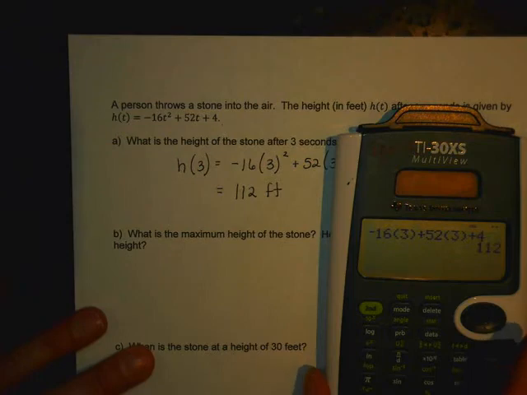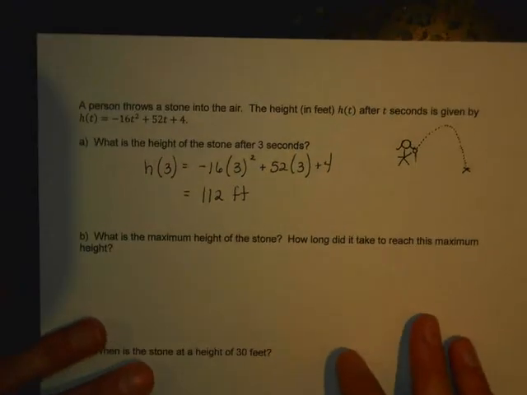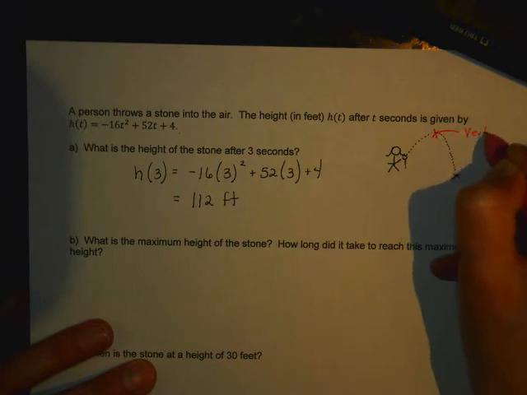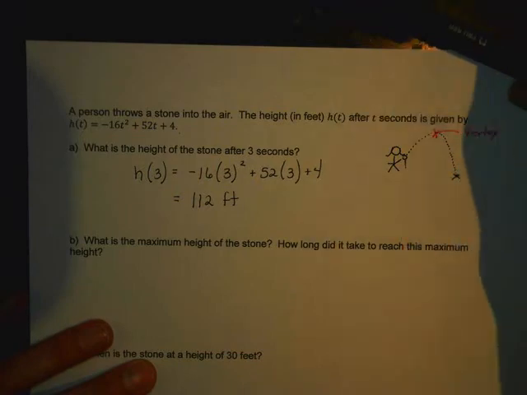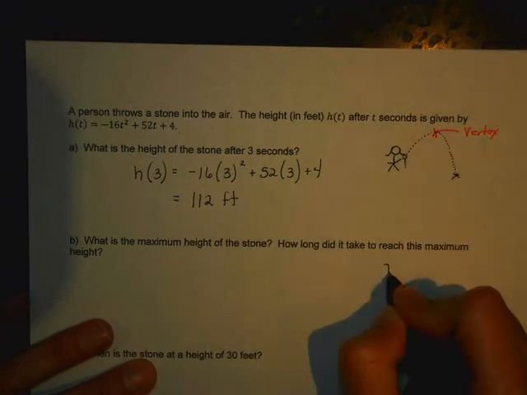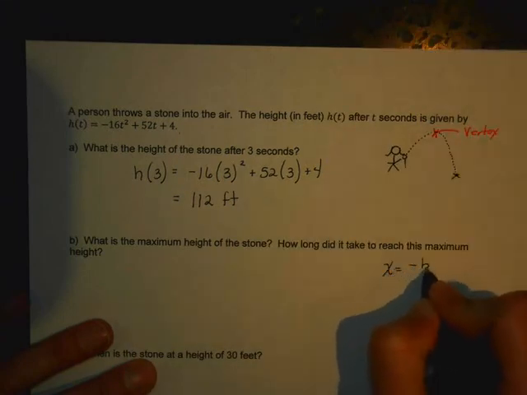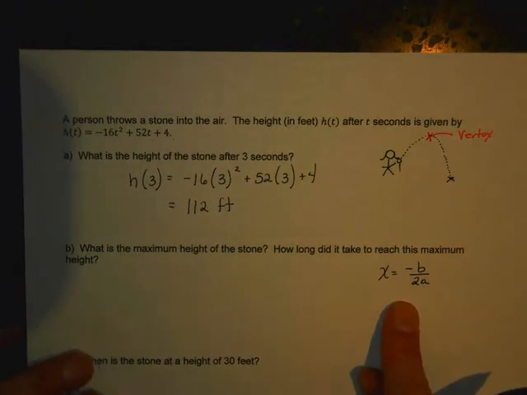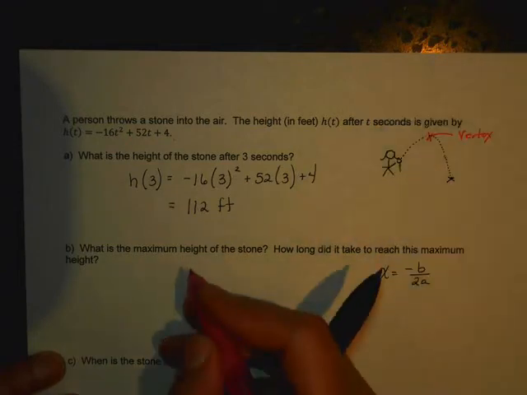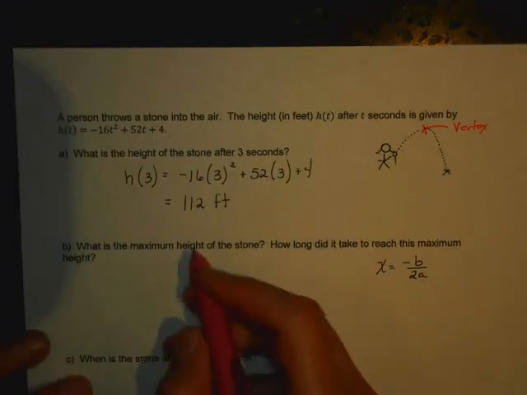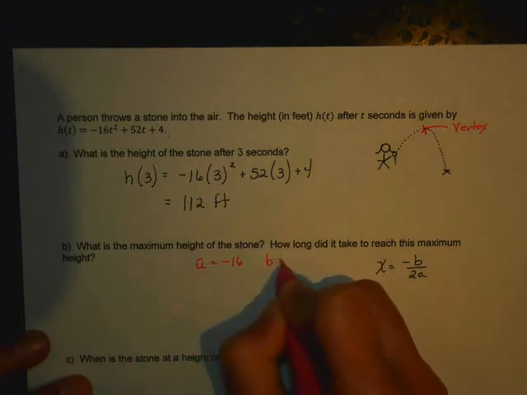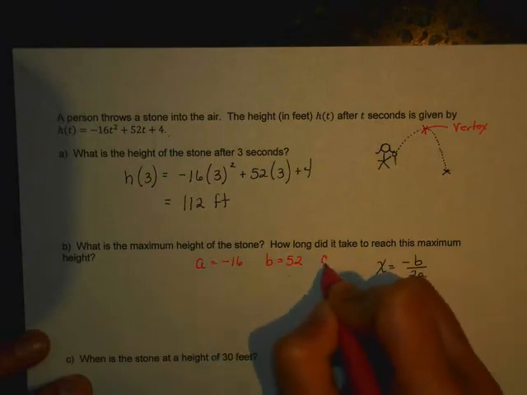All right. What is the maximum height of the stone? Okay, this is good. I'm glad I typed this one up. The maximum height is at the vertex, right? Now this formula will be on your final and on your test. It's going to say x equals negative b all over 2a. So you don't have to memorize this, but you do need to know what it means. So let's look at what our a, b, and c are. So a is equal to negative 16. B is equal to 52, and C equals 4.